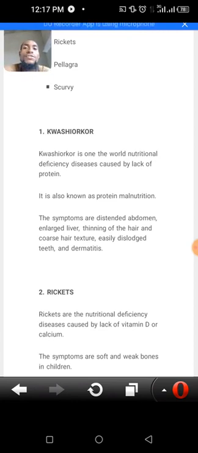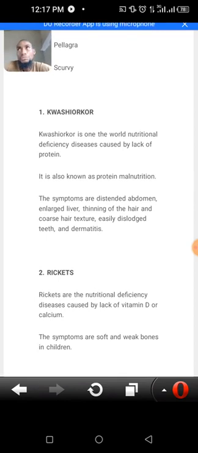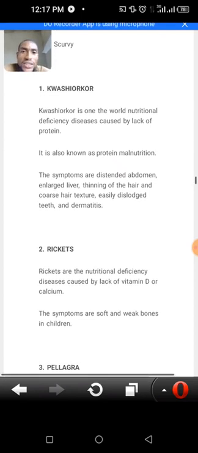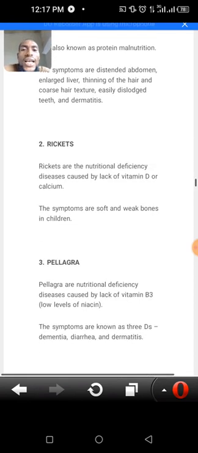And what are the characteristics of kwashiorkor? We have the swollen body, big stomach, right? Big head, the head will be big. Also, you can have a thin body. So those are the characteristics of kwashiorkor. They are known as protein malnutrition, when they are not eating properly. They lack protein in the body. They need to be eating a lot of nutritional food, like beans. Right? So the next one is rickets.